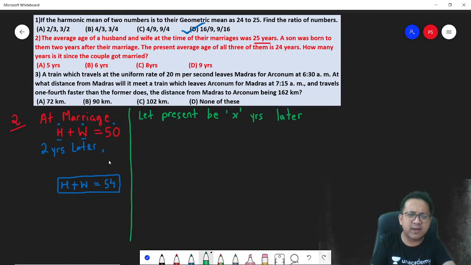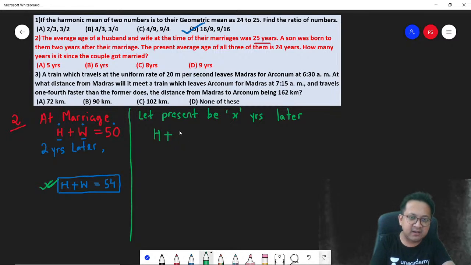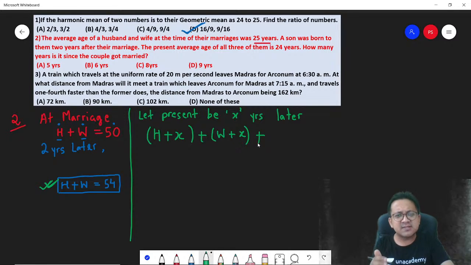As an example, you can think that this was 2010, with H plus W. How many years later? 11 years later. If it is 11 years later, the husband's age would be H plus 11. In our case, it is not 11, it is rather X years later. So the husband's age would be H plus X. Similarly, the wife's age would be W plus X. Correct? And the son would be X years later.